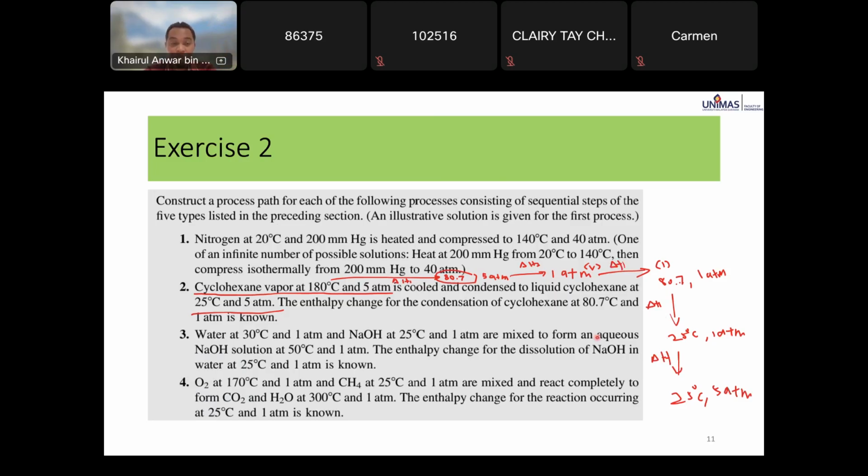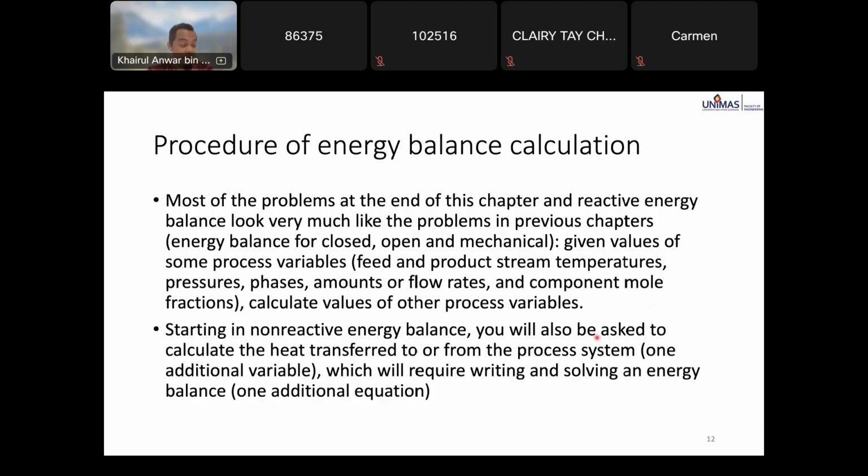Okay, you do questions 3 and 4. Procedure of energy balance calculation.